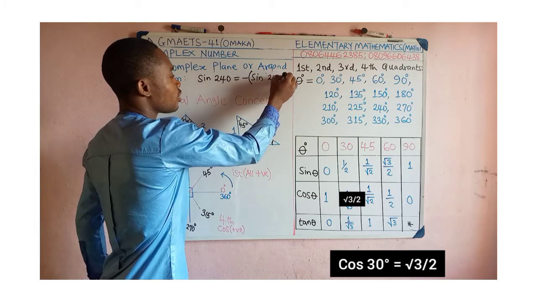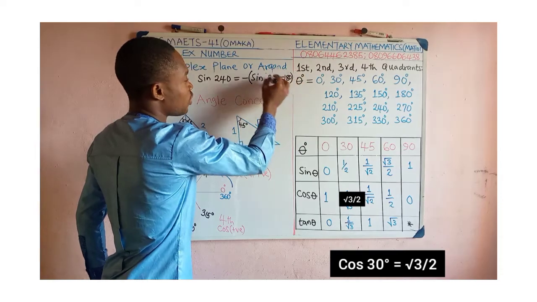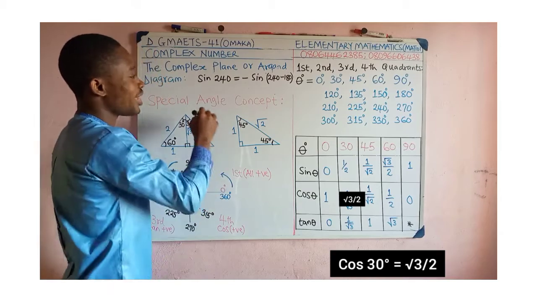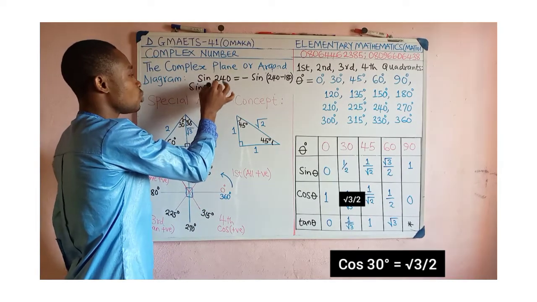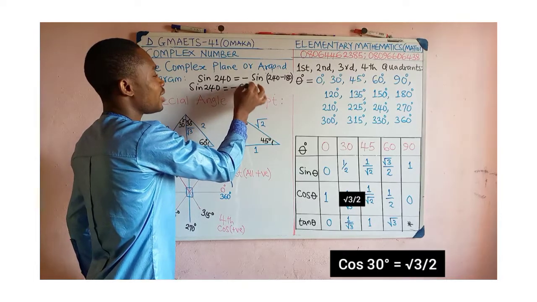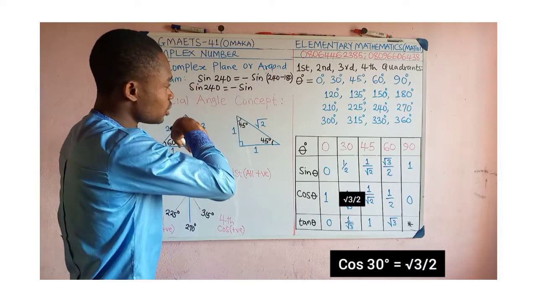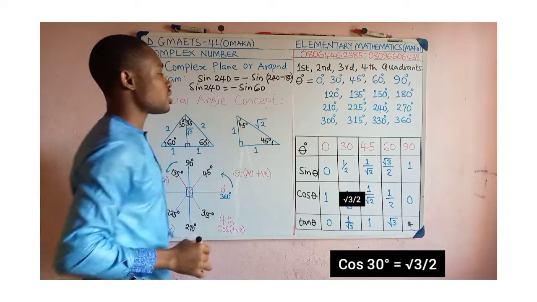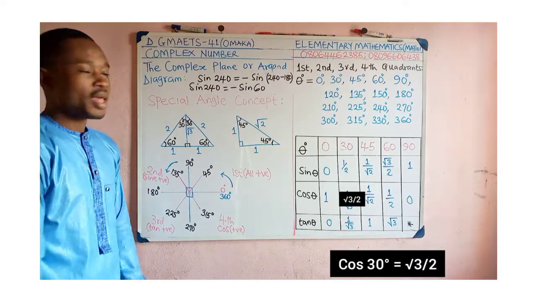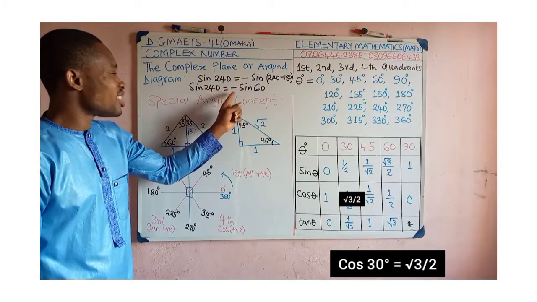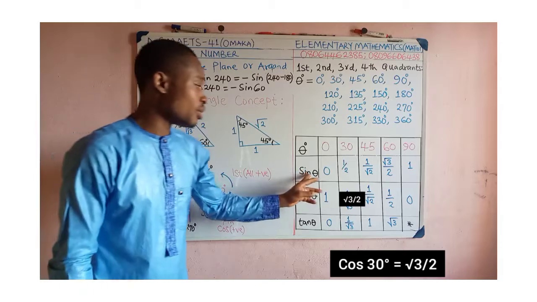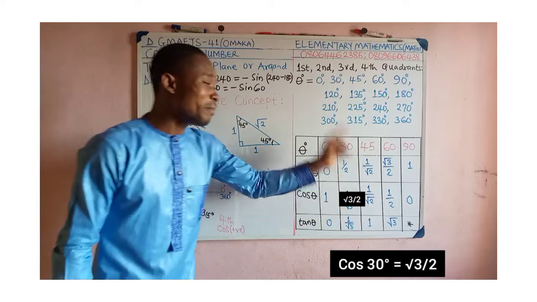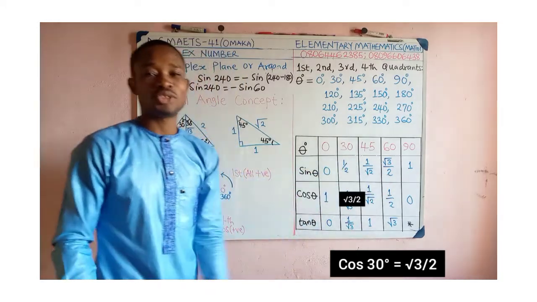240 minus 180. Are you following, right? So this is what it's going to be. Minus sine 240 minus 180. So that sine 240 will now be equal to minus sine of 240 minus 180, which will give us 60. So do you see that sine 240 is negative sine 60. Sine 60 we know to be root 3 over 2. Therefore, sine 240 will be equal to minus root 3 over 2.